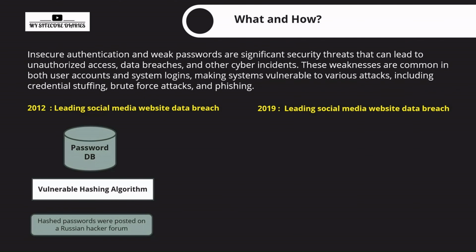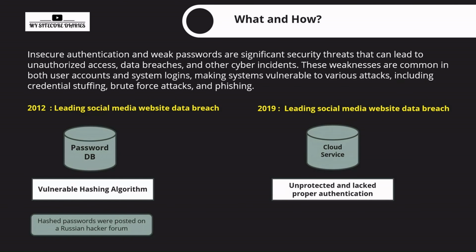Then in 2019, recently, a leading social media website had another data breach. There are multiple websites storing their data on a cloud service like Amazon, and it was unprotected and lacked proper authentication, because of which anyone could access it simply by knowing the URL and the IP address. So that was also a breach which happened in 2019 involving a social media and media website.